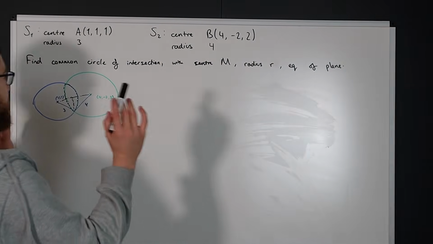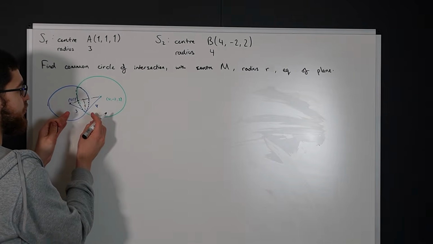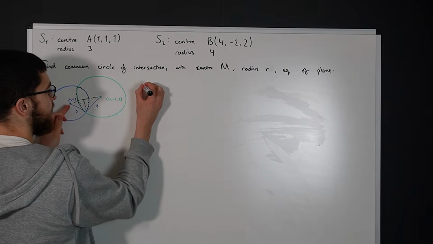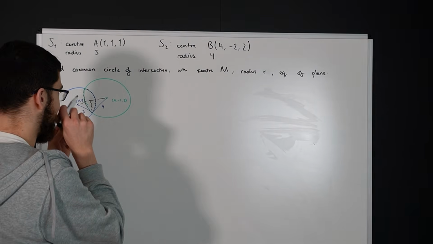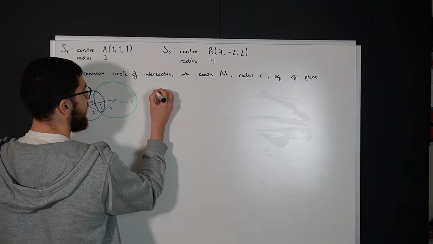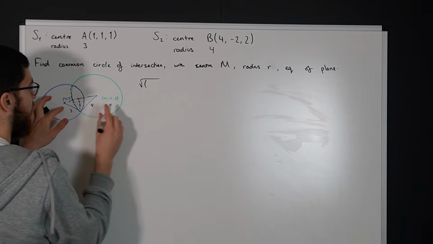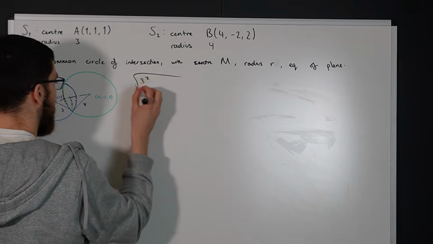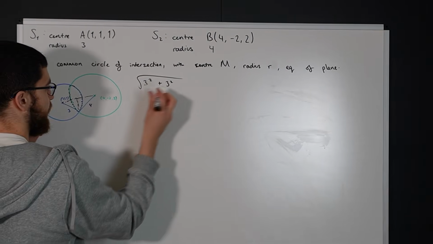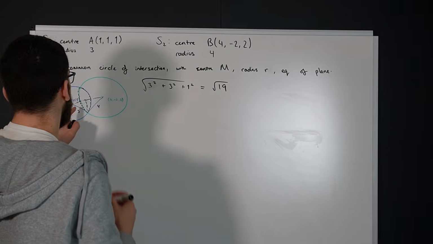Okay, so I've missed the point that it says prove that it intersects. To do that, all you have to do is say the distance between this and this is less than 7, so obviously it's going to intersect. But what we can actually do is calculate the distance between A and B. We've got the square root of 3 squared plus 3 squared plus 1 squared, which is the square root of 19. That's the distance between that and that.